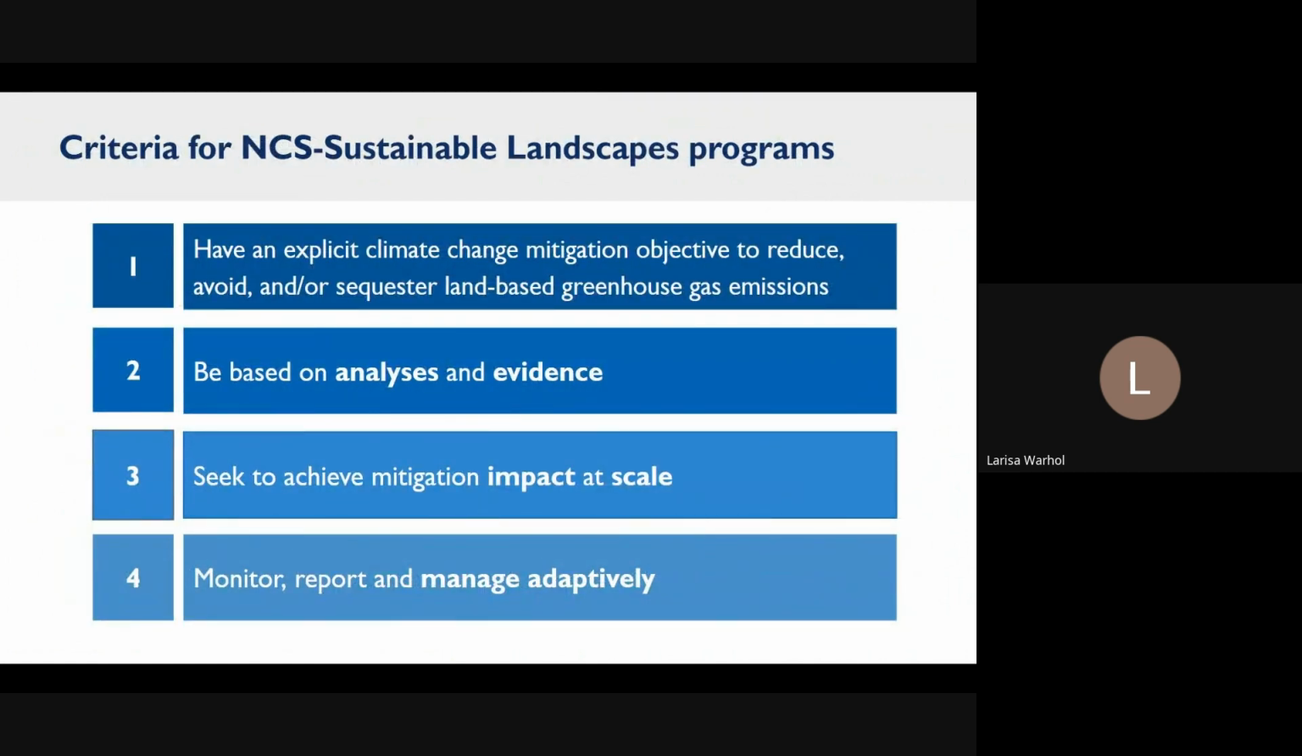USAID has criteria for its sustainable landscapes programming. It has to have an explicit climate change mitigation objective to reduce greenhouse gas emissions. It should be based on analysis and evidence. It should seek to achieve mitigation impact at scale. And then it should monitor, report, and manage adaptively. Next slide, please.